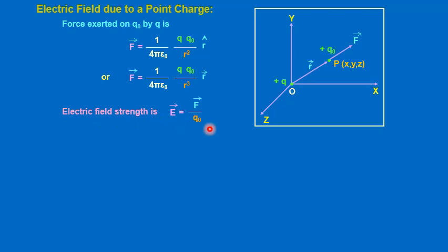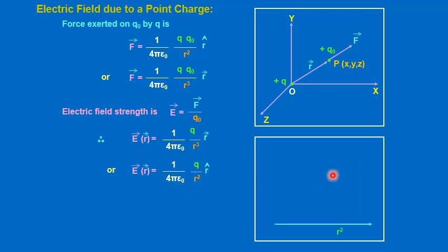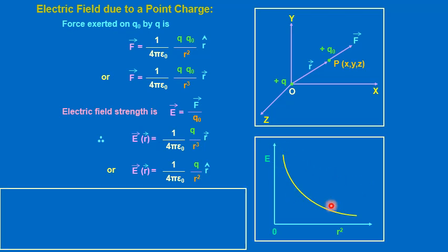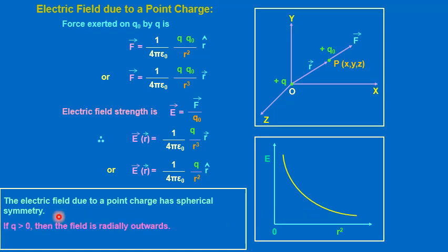Electric field strength is given as E vector is equal to F vector upon q naught. Therefore, E vector as a function of r can be written as 1 upon 4 pi epsilon naught q upon r cube into r vector, or E vector as a function of r is equal to 1 upon 4 pi epsilon naught q upon r square into r cap, where r cap is the unit vector. As we can see in this graph between E and r square, this shows a rectangular hyperbola, the nature of this curve. The electric field due to a point charge has a spherical symmetry. If q is greater than 0, then the field is radially outwards. If q is less than 0, then the field is radially inwards.